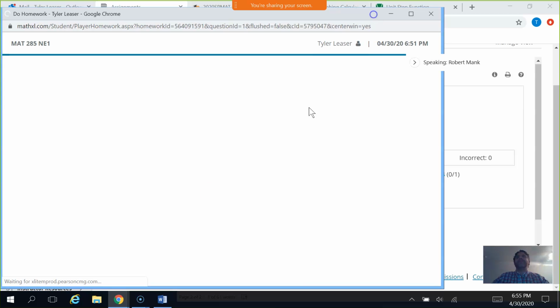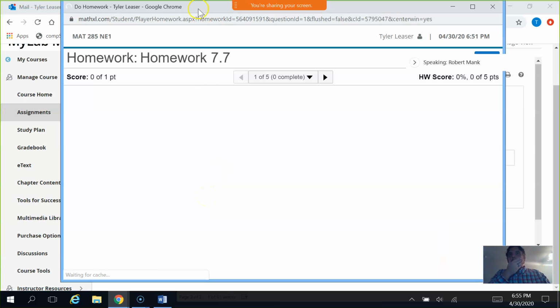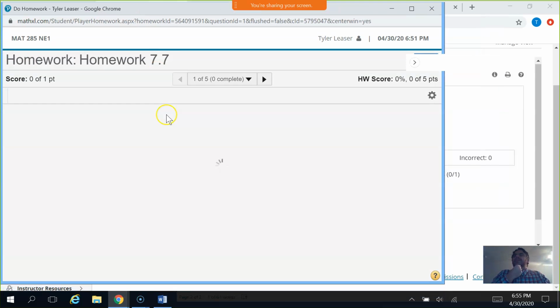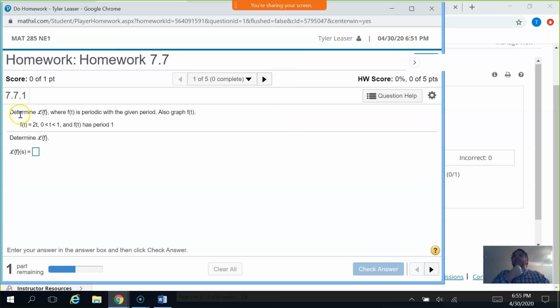All right, let's look at number 1. Determine the Laplace transform where f is periodic with the given period. Also graph f of t. So f of t is just 2t, but it's saying that it's periodic with a period of 1.